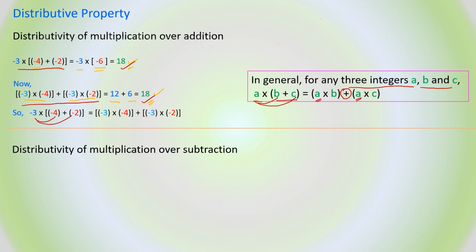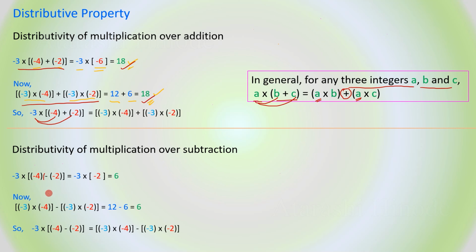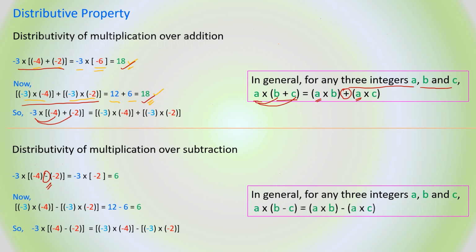Next, distributivity of multiplication over subtraction. This is the same as what we have discussed before. The only difference is that in the place of operation addition, here it is subtraction. So, for any three integers a, b and c, a into b minus c is equal to a into b minus a into c.